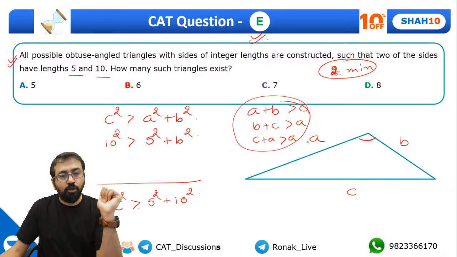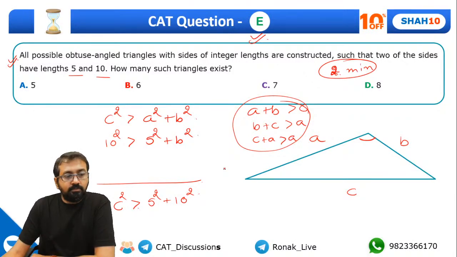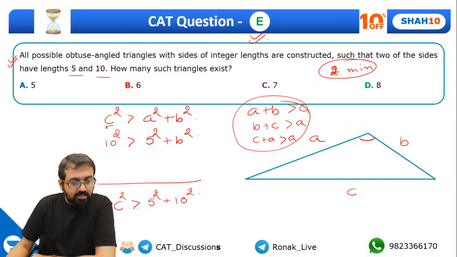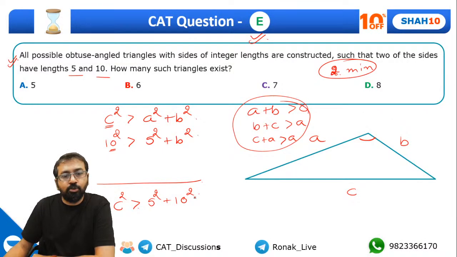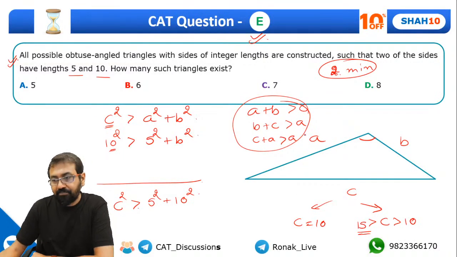Yes, Robin, what will be the answer? Punit? You have two cases. C is 10 and C is more than 10. These are the only two possibilities. Possibility 1, C is equal to 10. The other possibility is C is greater than 10. But then if C is greater than 10, what is the sum of these two sides? That is 5 plus 10, 15. So can I say C has to be less than 15? That condition will always be there.